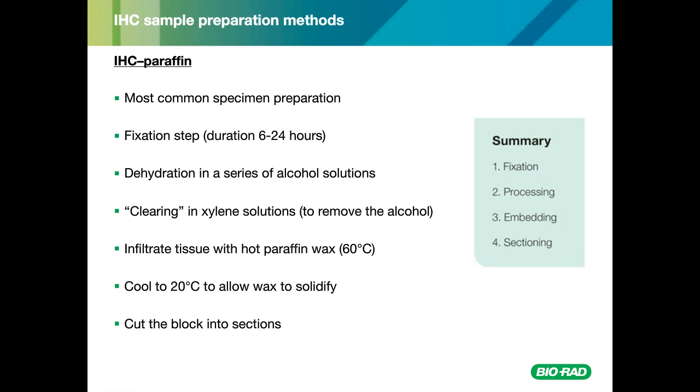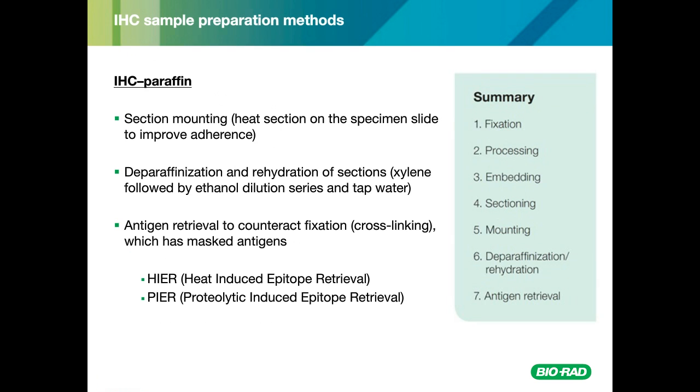To summarize this slide, fixation is required to maintain tissue morphology. This step is followed by processing, which comprises dehydration, clearing, and infiltration of the tissue with paraffin wax. Embedding is followed by cutting the tissue into sections. After sectioning, the tissue is mounted onto a slide to which heat is applied in order to improve adherence. The heating step should be as short as possible, as some antigens are highly susceptible to heating.